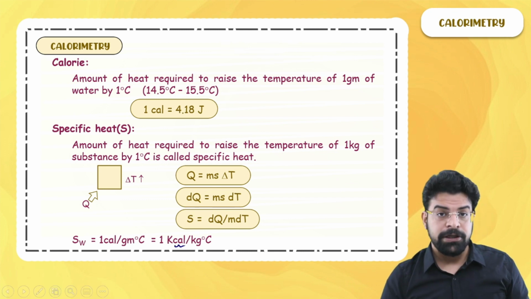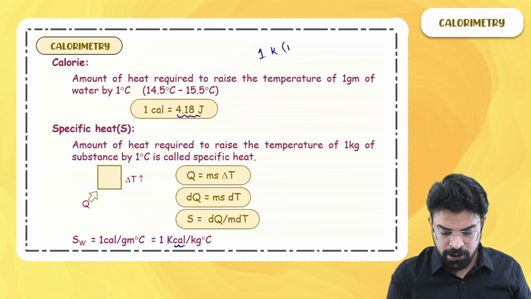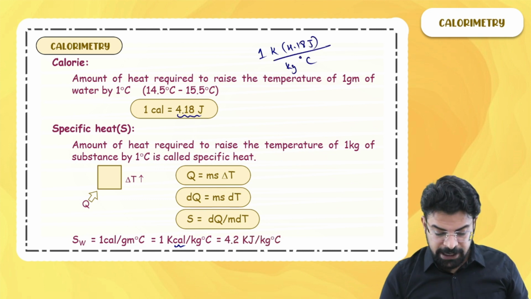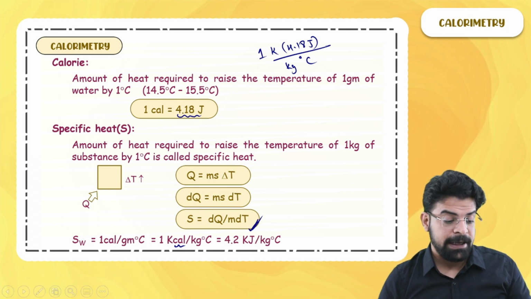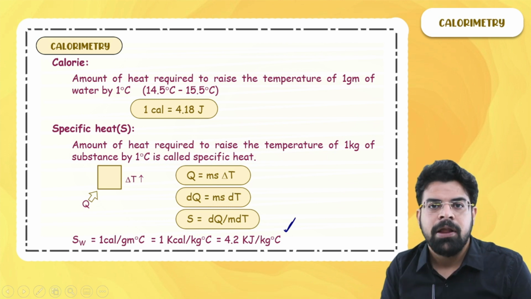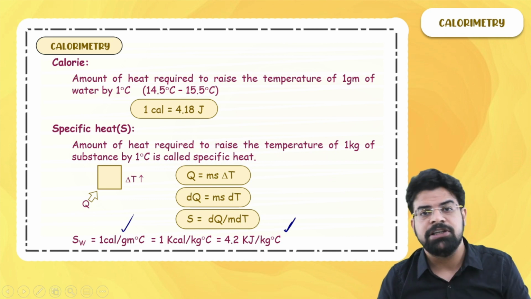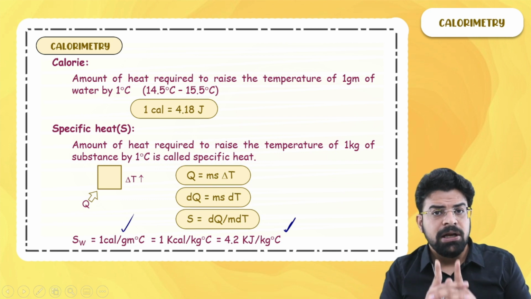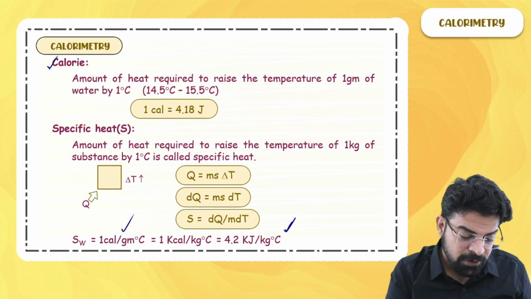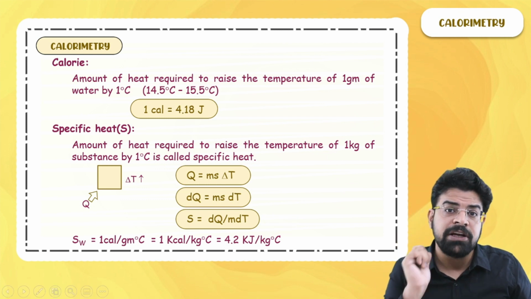Now in place of calorie you can write 4.18 joule. So you will write 1 into kilo into 4.18 joule upon kg degree centigrade. So that gives you 4.18 kilojoule per kg degree centigrade. So this is the specific heat of water in the SI unit. But the most commonly used one will be this first one, that the specific heat of water is 1 calorie per gram degree centigrade. Beta, remember one thing, you need to remember the specific heat of water. Why? Because this is where the definition of calorie comes from. So it is not at all required for them to give the specific heat of water in the question.